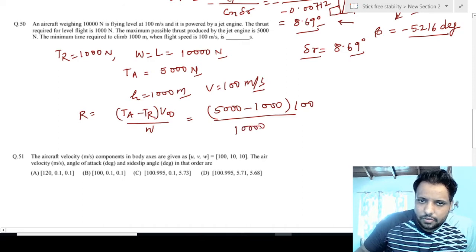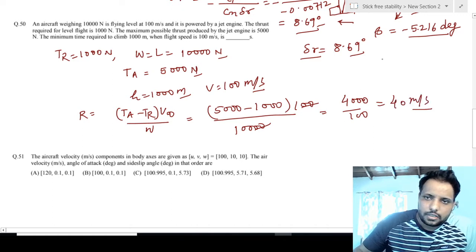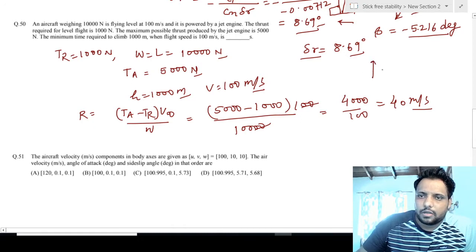So it will be 4000 divided by 100, so 40 meter per second. So this is the rate of climb. The vertical velocity also we can call it. So rate of climb is basically the vertical velocity.